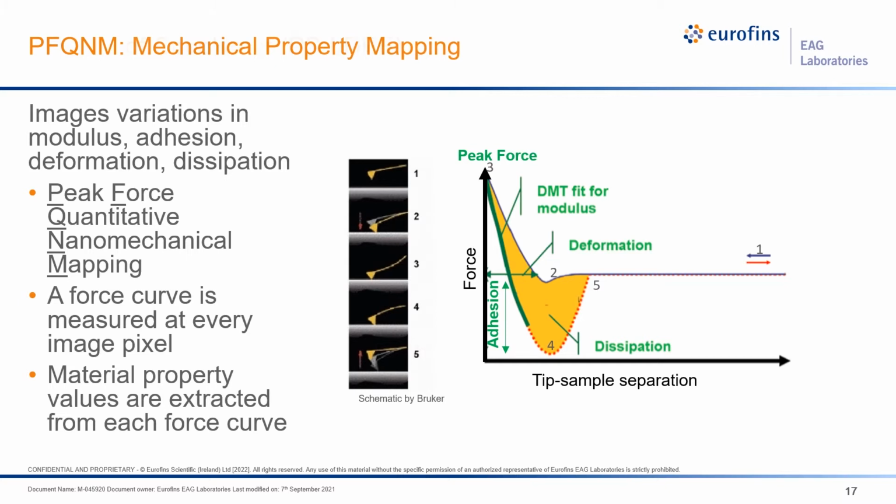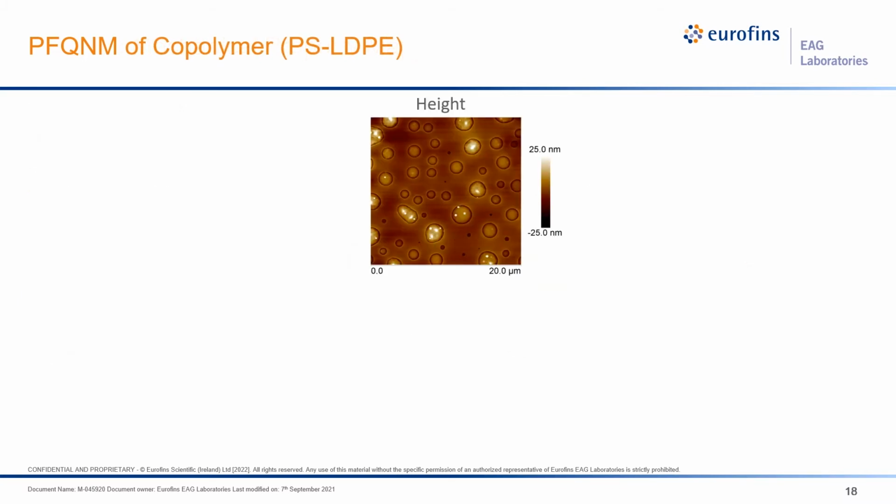The peak force QNM example is a reference sample of a two-component polymer system, polystyrene and low-density polyethylene. The copolymers are spin cast onto a silicon substrate, creating a film with varying material properties. In this height image here, you can see the perimeters of various circular regions that are probably related to polymer domains. But which region correlates with which polymer?